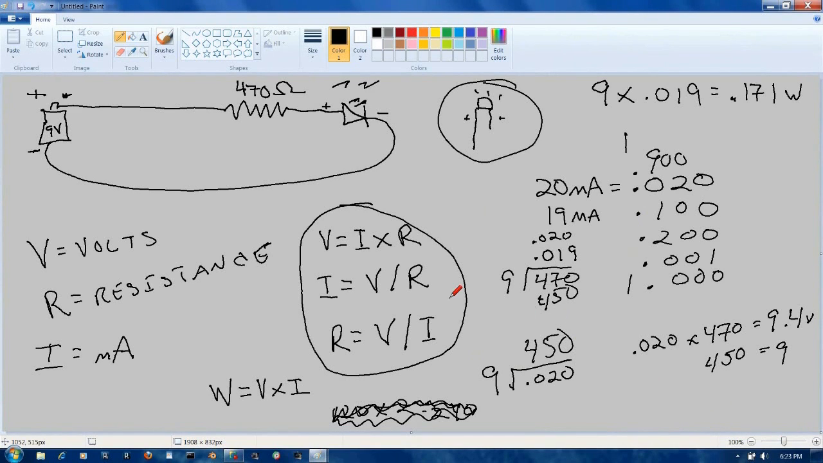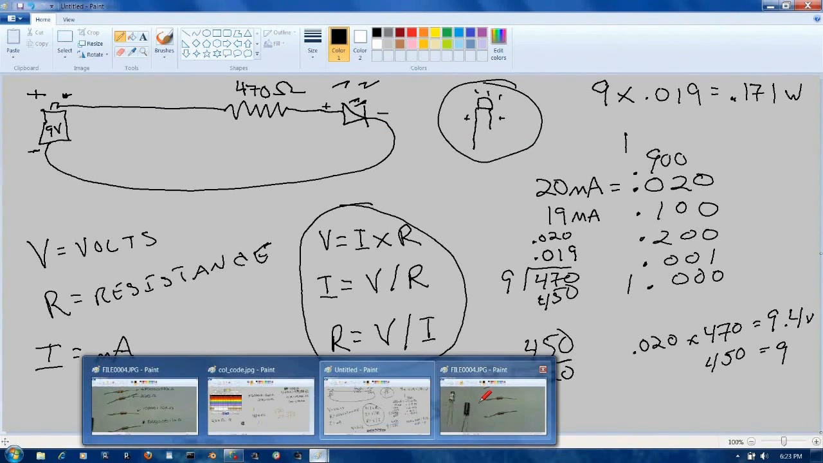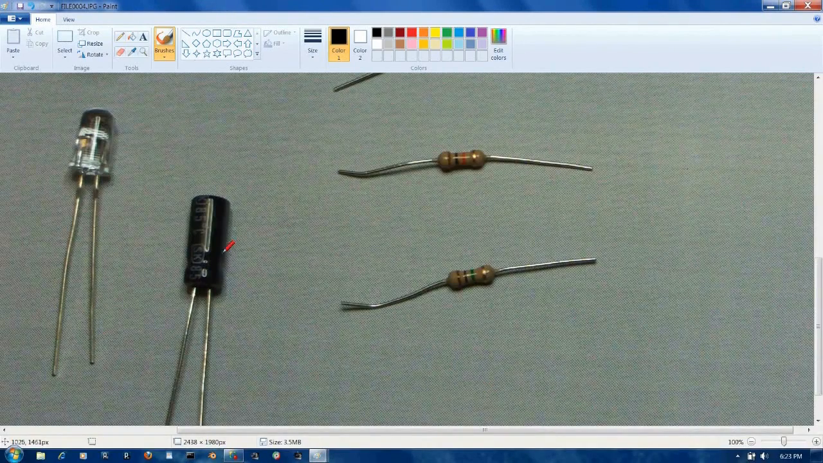And the next video is going to be our first lab. We're actually going to build this circuit, and we're going to introduce a capacitor. One of the reasons I was showing you the capacitor is because we're going to introduce it in our next lab. And we'll show it to you.